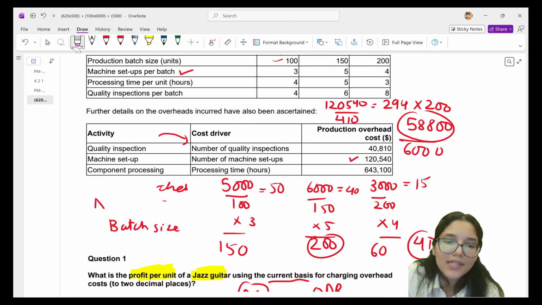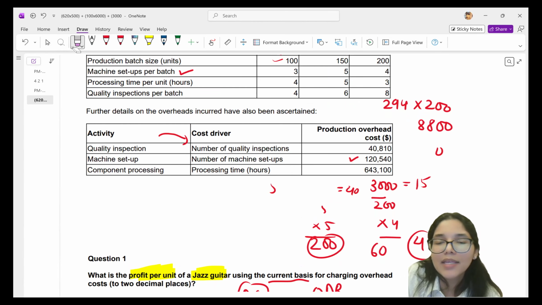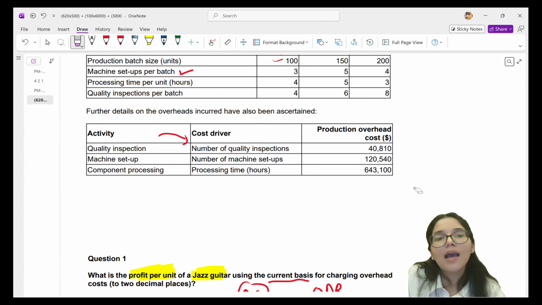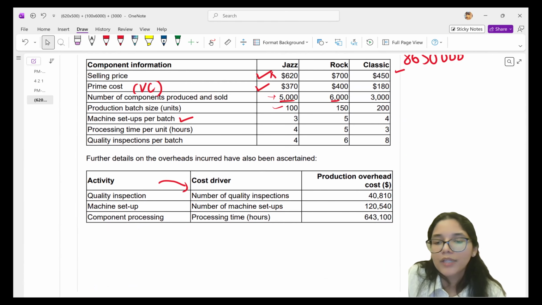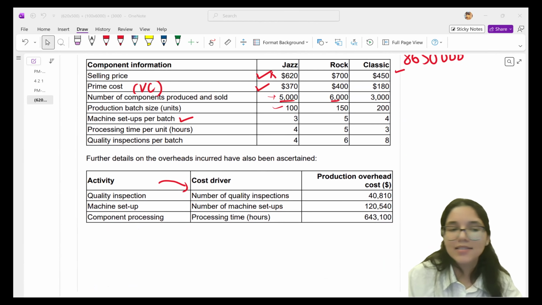I will just try to make some space for our workings. Component processing is on the basis of processing time in the number of hours. So per hour, we have to find out the cost and then ultimately we can come to our final answer. So here we will need to know how many hours of processing will be required in total. So take 2 minutes, solve, and then let me know your answers. Then we will discuss this together.